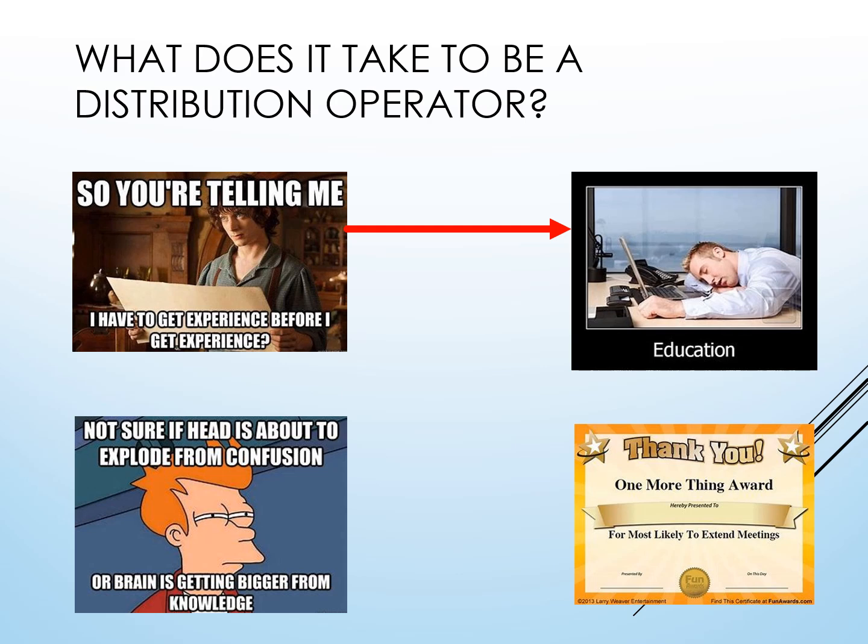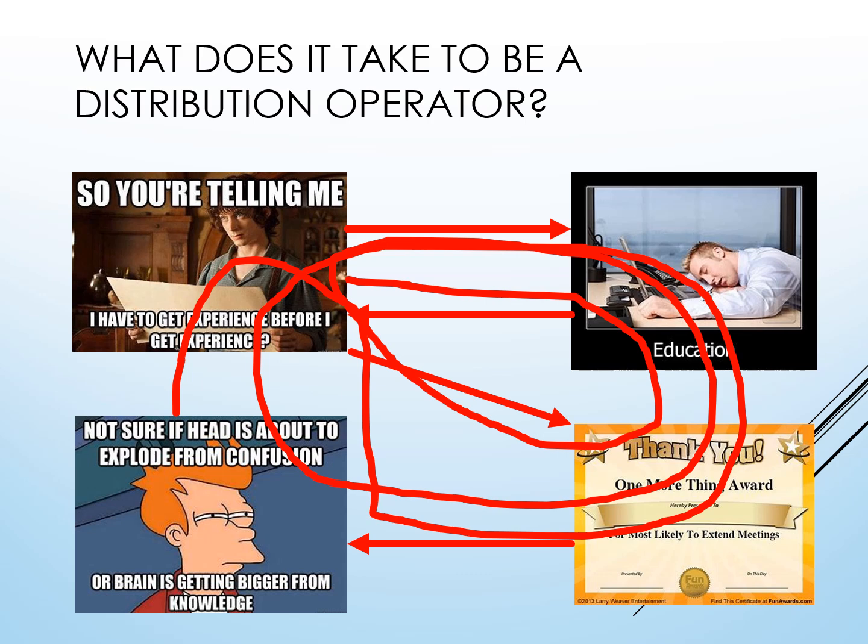So, how do you get experience? You go get education. Once you're educated, you start to gain experience. And then once you gain experience, you start to get certifications. And then you start to realize that it just is one big circle and it never ends, because you spend your entire life getting more education, getting more experience, getting more certifications, and it just keeps going. It never ends.